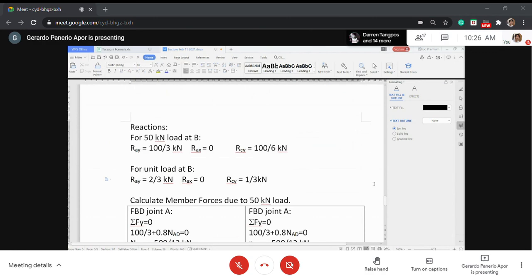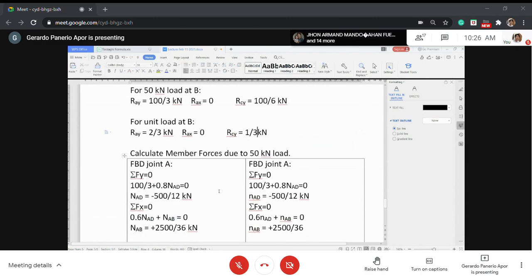So, this is the reaction due to the unit load. Remember that with a unit load here, the reaction will naturally change, not 100/3 or 100/6. So that will be my load here. This will become 2/3, okay? Also the diagonal has 4/5. This will be 10/12, negative 10.